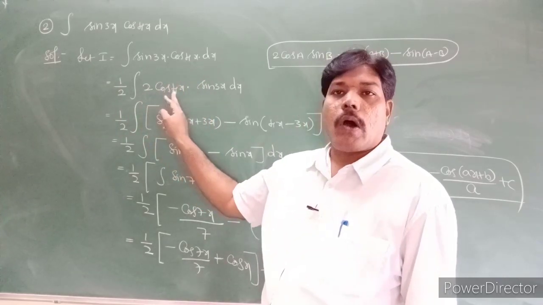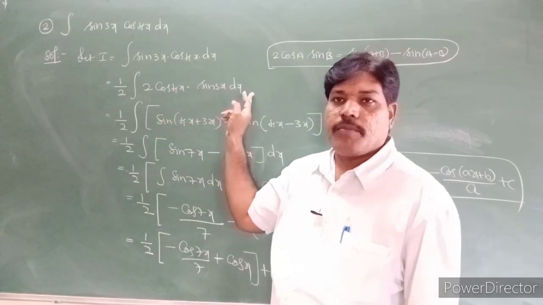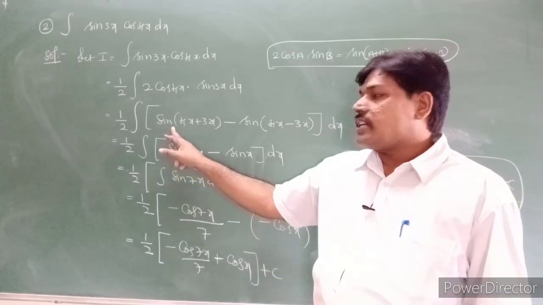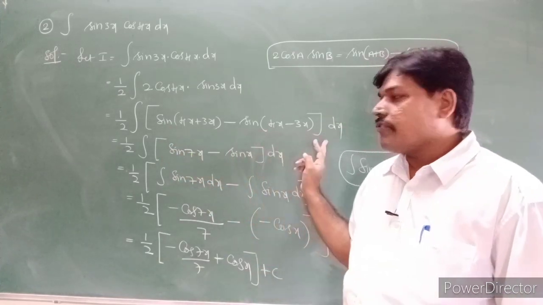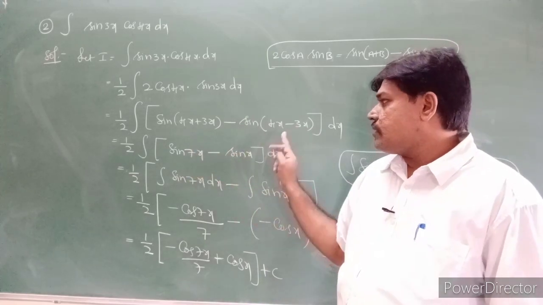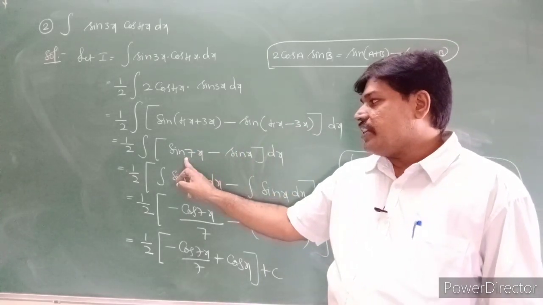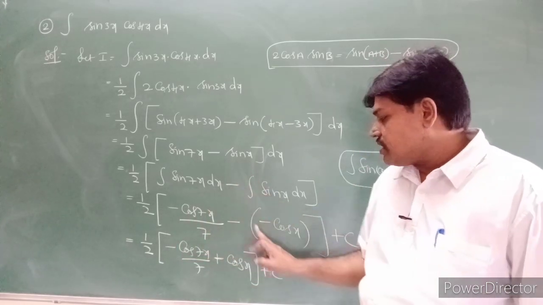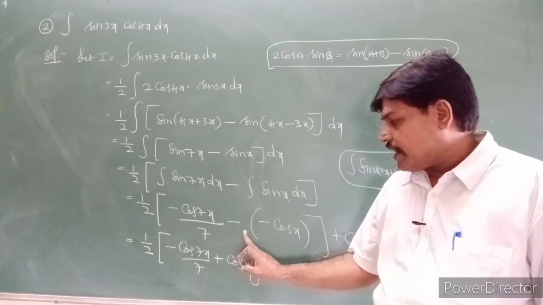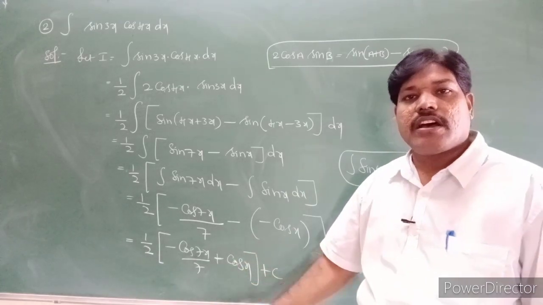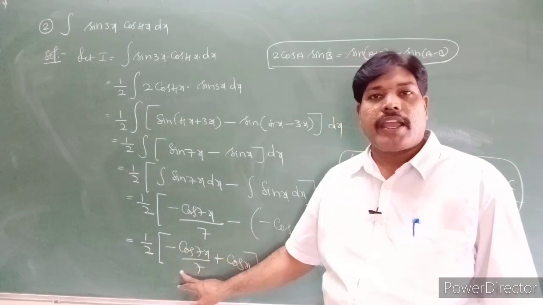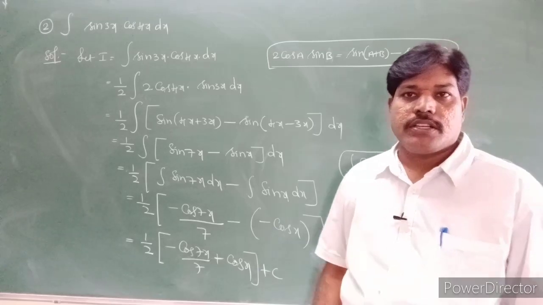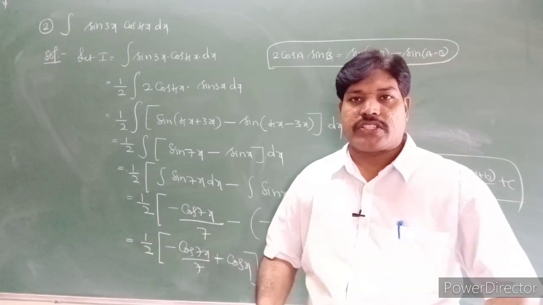Okay. So 2 cos a sin b formula is sin of a plus b minus sin of a minus b. So that is sin 7x minus sin x. Sin 7x integration is minus cos 7x by 7, minus sin x integration is minus cos x. Already minus is there. Minus of minus will become plus. So the answer is 1 by 2 into minus cos 7x by 7 plus cos x plus c. Okay students, so see that question. We will continue in the next class. Okay.